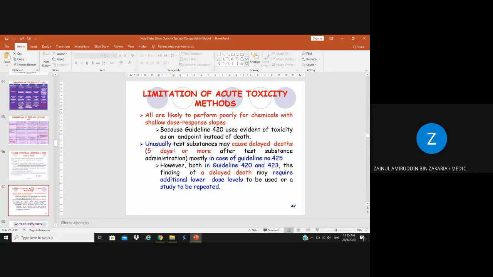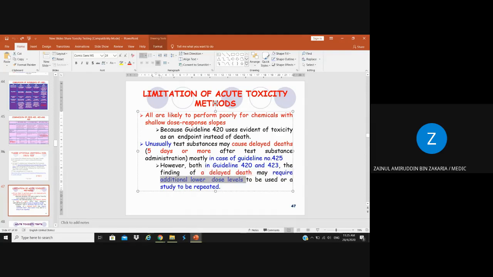So actually you have to stop at that dose already, but you have proceeded. After 300, you proceed with 3,000, for example. So what happens in this kind of study? When there is delayed death, you may require additional lower dose levels to be tested. You need the study to be repeated.